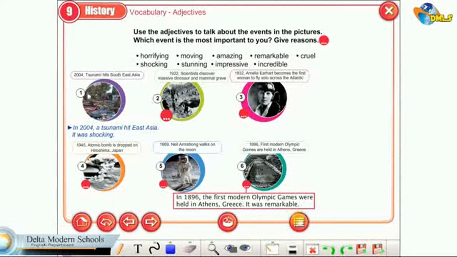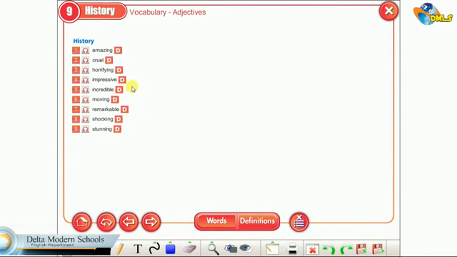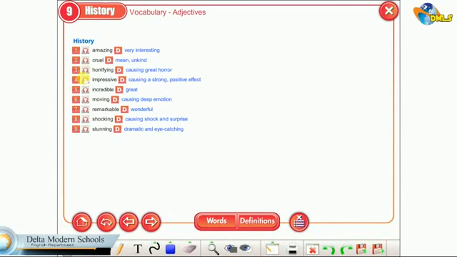Okay, here we are going to have the definition of each adjective that we use to describe this picture. I want you to listen and repeat. Amazing. Cruel. Horrifying. Impressive. Incredible. Moving. Remarkable. Shocking. Stunning.